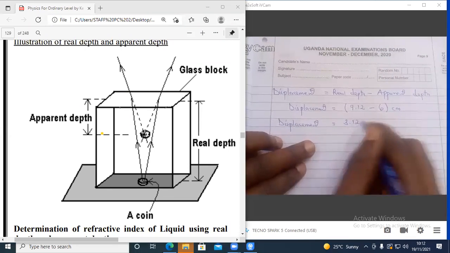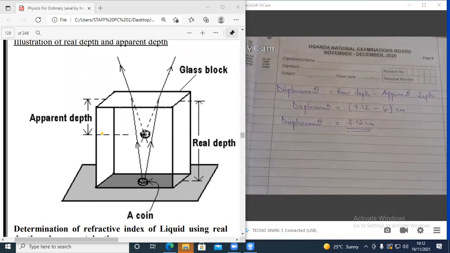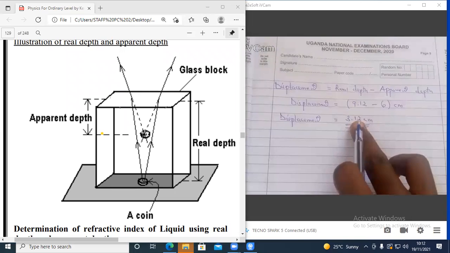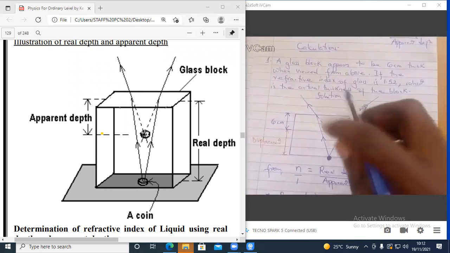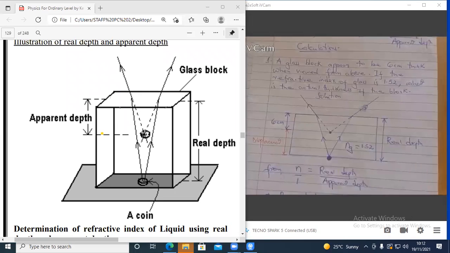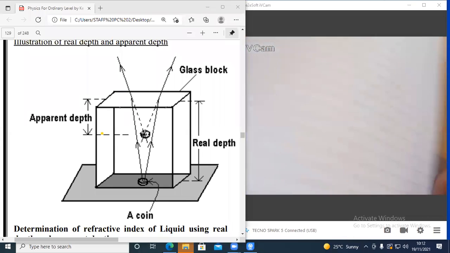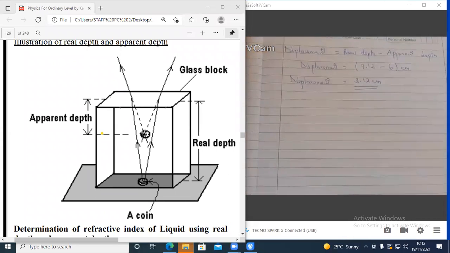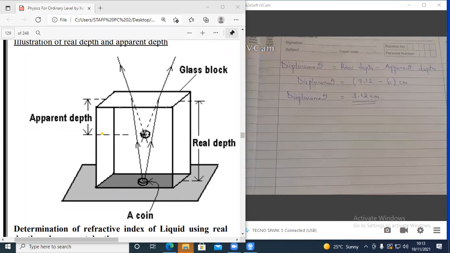3.12. So which means the object was displaced by 3.12 centimeters. This one here, from here up to here. That distance is what? 3.12. Are we together, members?